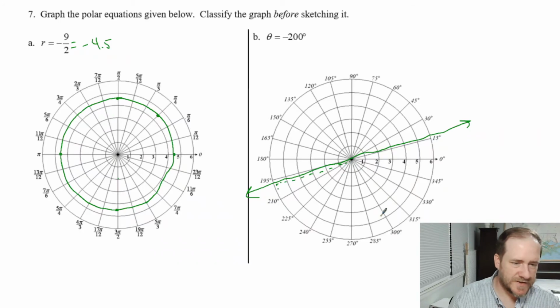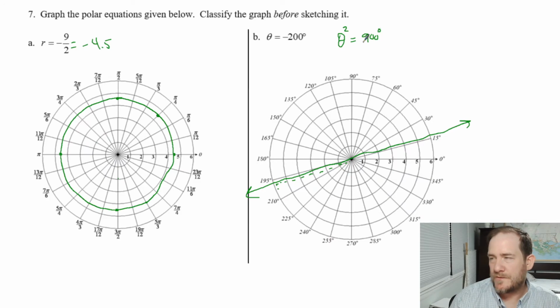The only interesting thing I saw as I looked back through a few problems was there were times in the past when I gave, like, theta squared equals 900. And so from there you had to know that if you took the square root of both sides, you would get theta equals plus or minus 30 degrees. So what would that be if you graphed that? That would actually be two intersecting lines, right?